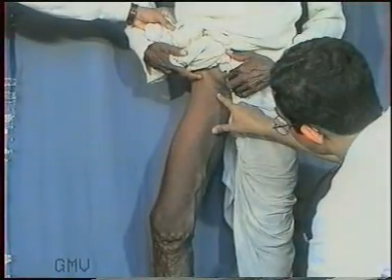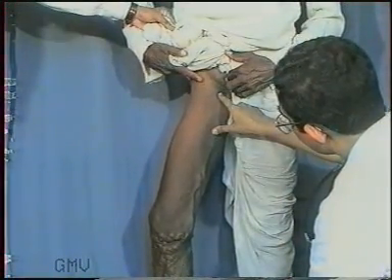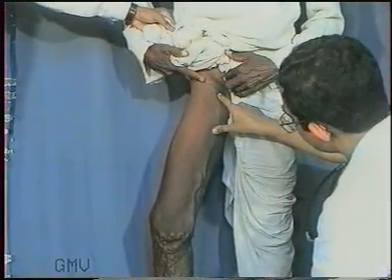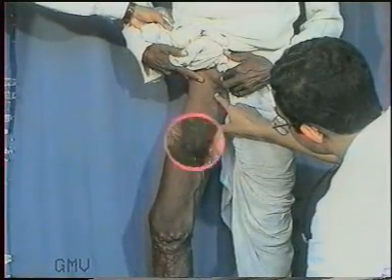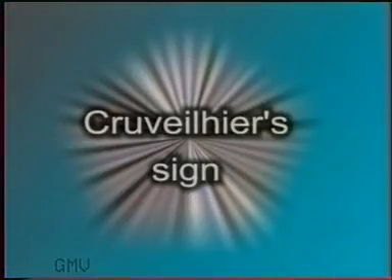Now keep your hand gently over the saphenous opening, which is located 3.8 centimeters below and lateral to the pubic tubercle, and ask the patient to cough. A cough impulse indicates saphenofemoral valve incompetence. If a saphena varix be present, a thrill will be palpable when the patient coughs, as if a jet of water is entering and filling the varix. This is the Cruveilhier's sign of saphena varix.